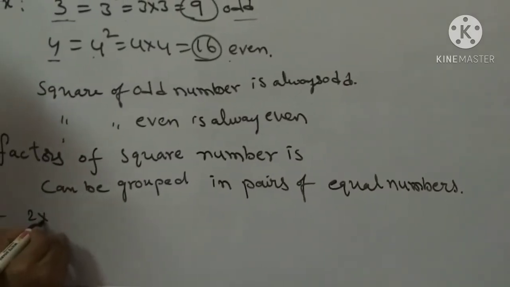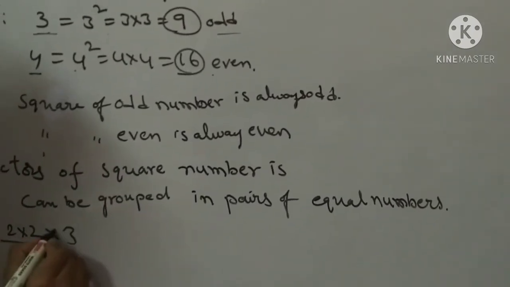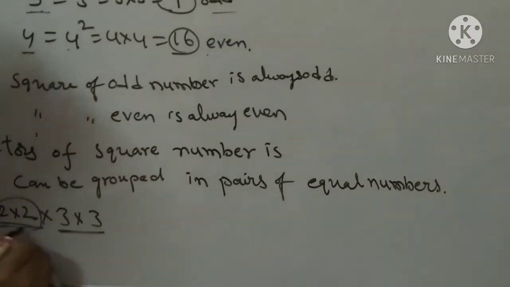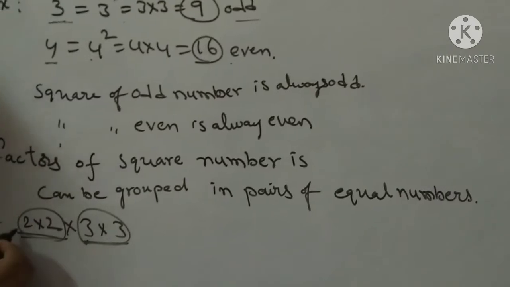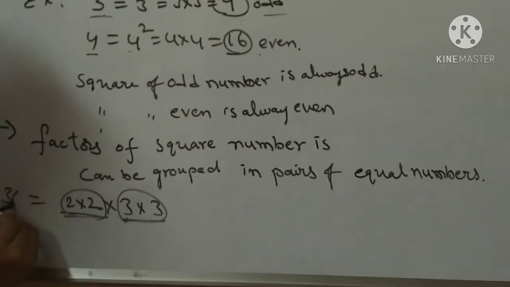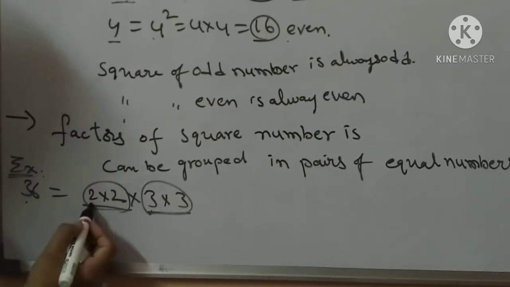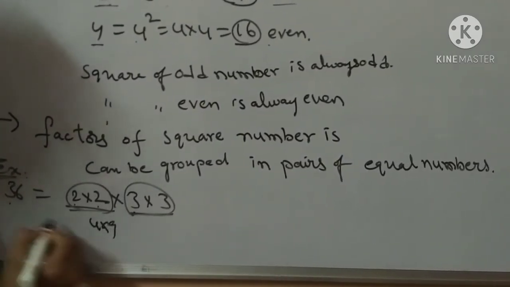For example, 2 into 2, it is one group. Okay, and 3 into 3, it is a pair of grouped numbers. Pairs means 2 is there. Okay, pairs. And next, what is this? It is a factor example, 36. 2 2s are 4, 3 3s are 9. Here 4 9s are 36.